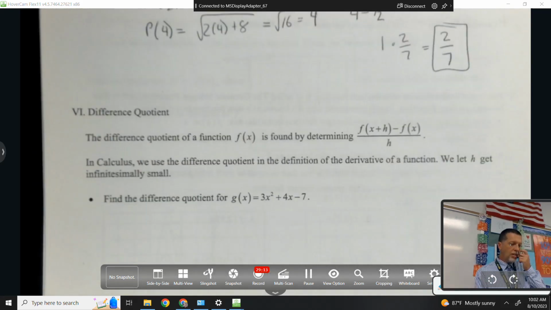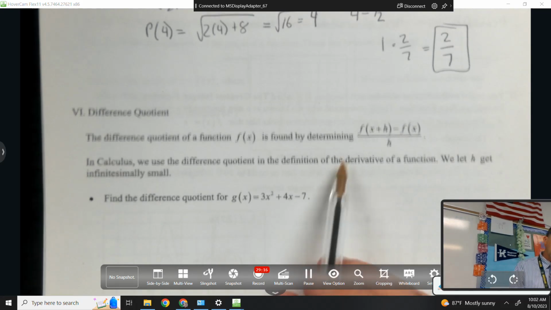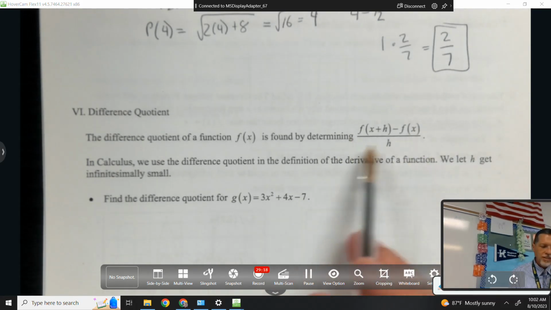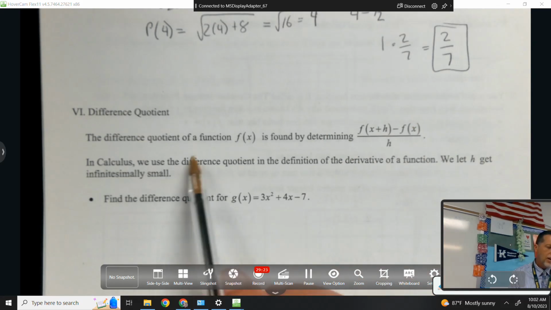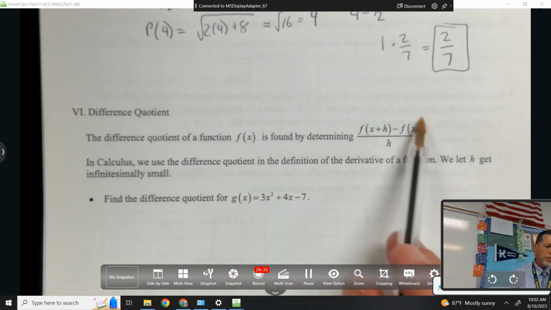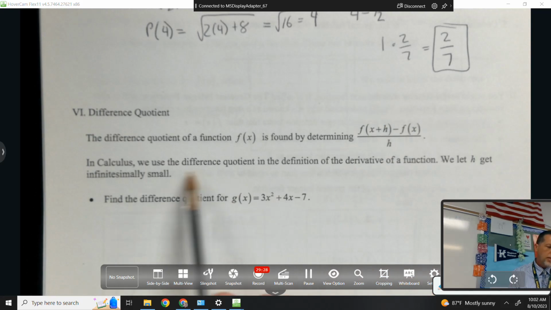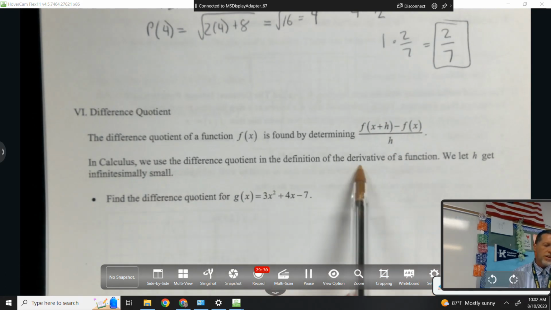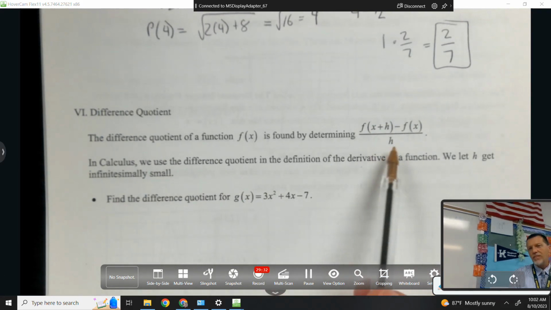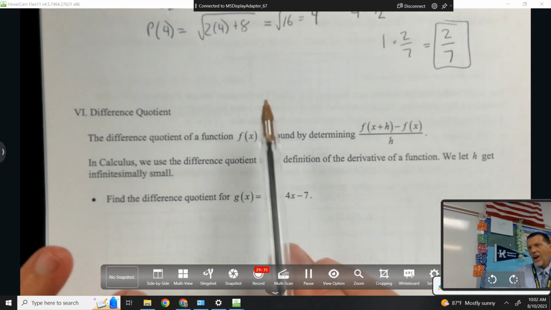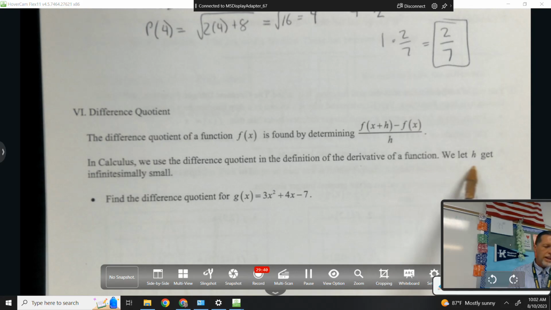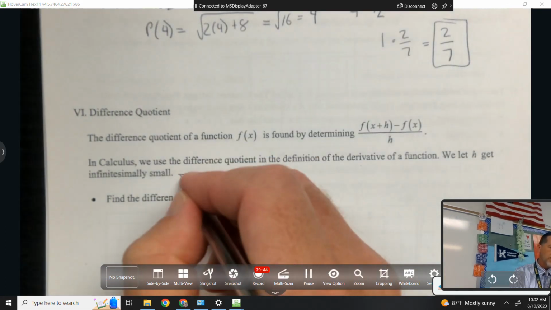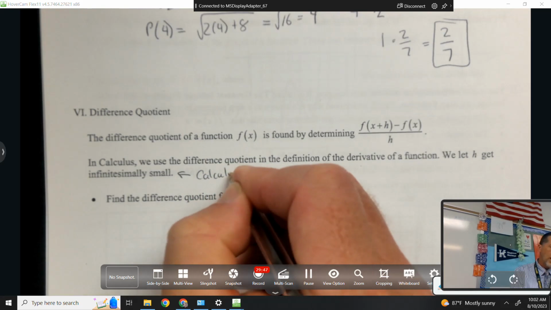All right, last thing, difference quotient. Again, heavily used in calculus. This isn't the calculus part of it, though. This is the algebra part of calculus, so we want to make sure we can handle that. The difference quotient is found by determining this thing. In calculus, we use the difference quotient in the definition of a derivative. This is part of the definition. It's not all of it. The rest of it is calculus-y kind of things. But this is the algebra part. We let h get infinitesimally small. Okay, that's the calculus part. And we're not going to do that, but that's where we're headed.